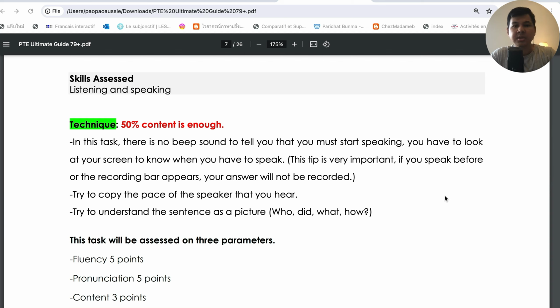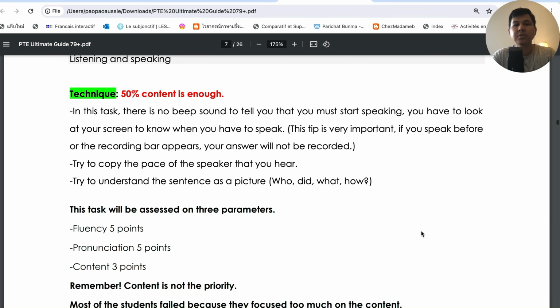Okay, as I told you earlier, the repeat sentence skill is assessed through two sections, listening and speaking. Now I'm going to give you the technique, and later I'm going to show you a demo of how I perform for each question in repeat sentence. The technique depends on your target score. If you just need 36 or 50, around 40% of the content is more than enough. But if you need 65, you should aim for 50% of the content. I hope you understand what I mean.